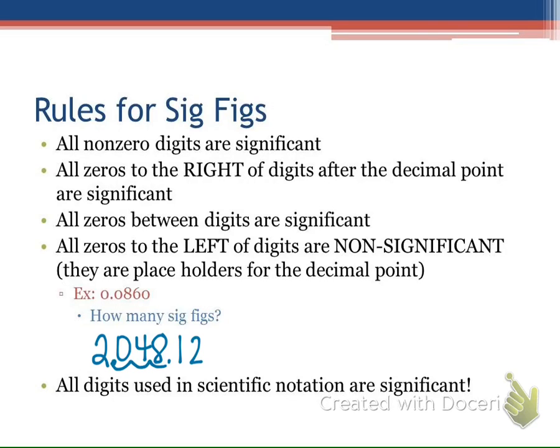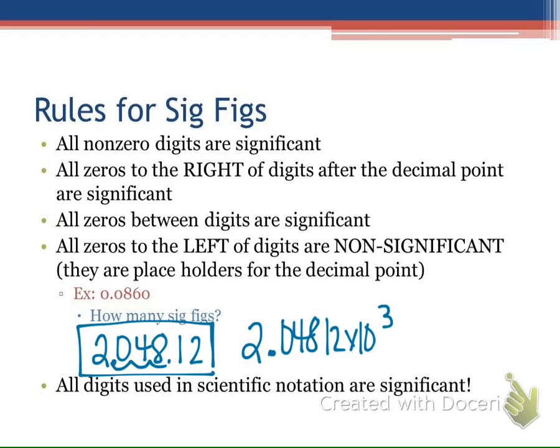So I moved it to the left 3 spaces, but it's going to end up as 2.04812 times 10 to the what? Third, the positive third. Why is it not negative third? Because we moved it left. When we expand it, we're going to move it to the right, which means our exponent should be positive. Anytime our original number is larger than 10, our exponent should be positive. Anytime it's smaller than 1, it should be negative.